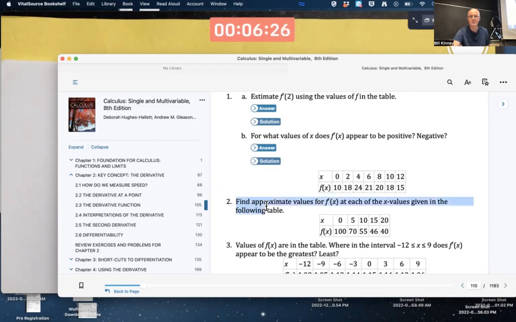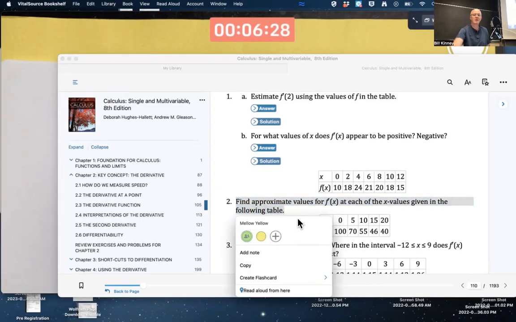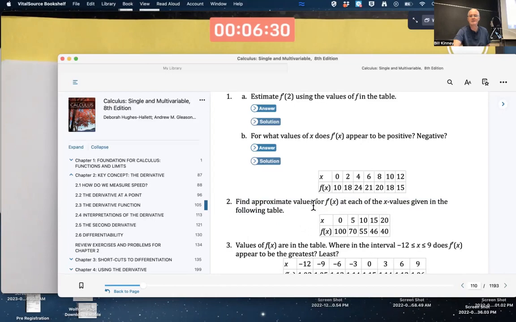For example, in section 2.3, this problem says, find approximate values for f prime of x for each of the x values given in the table. So you see x varies by 5 units at a time: 0, then 5, then 10, then 15, then 20. And f of x varies in a decreasing way. You can see these values are going down: 100, then 70, then 55, then 46, then 40.